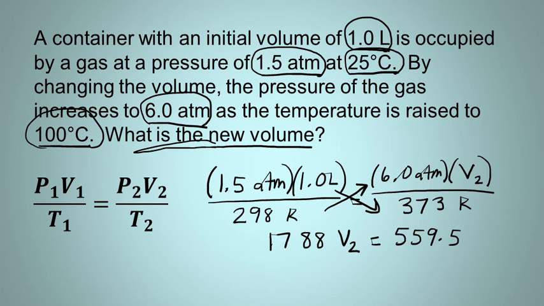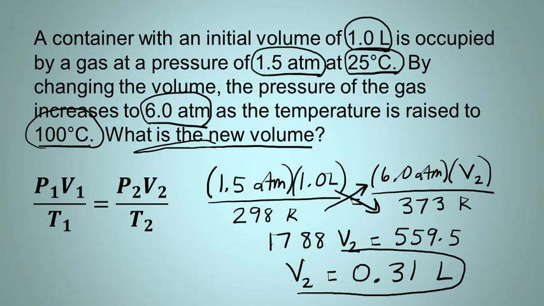Now be very careful here because some students can get this far, but then they mess up on the last step. Remember, when you're solving for a variable, we divide by the number that's next to the unknown. So we divide by 1788. And so 559.5 divided by 1788 is about 0.31 liters. And so that's the answer. So this is a good example of a combined gas law problem.